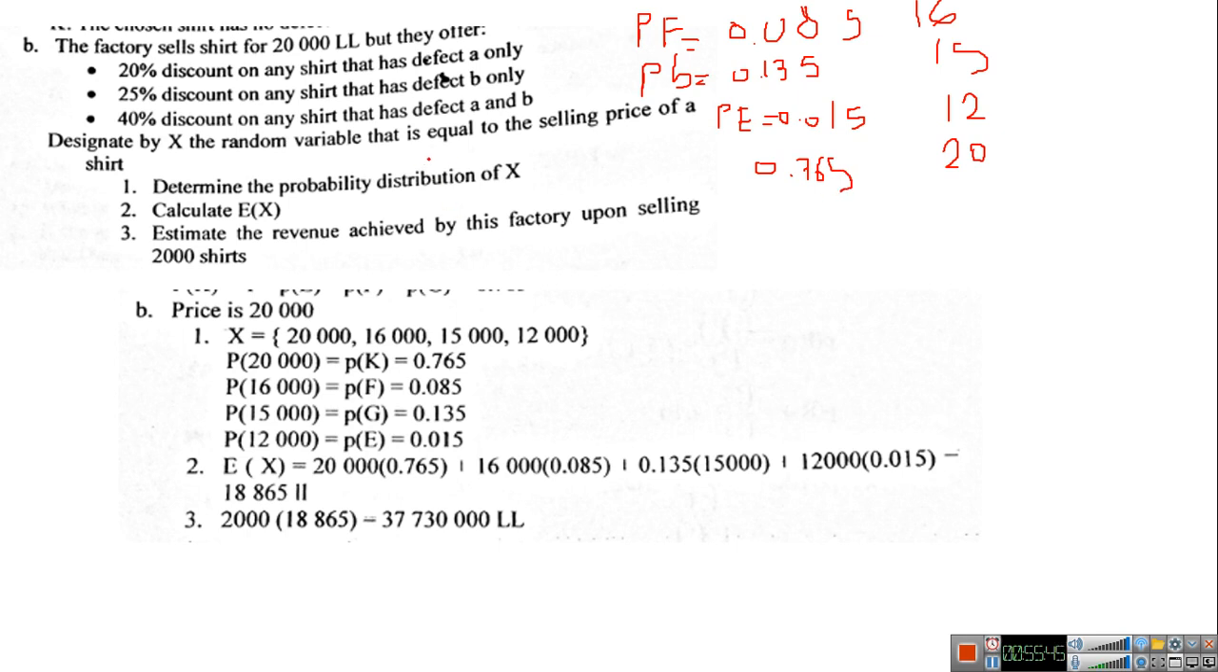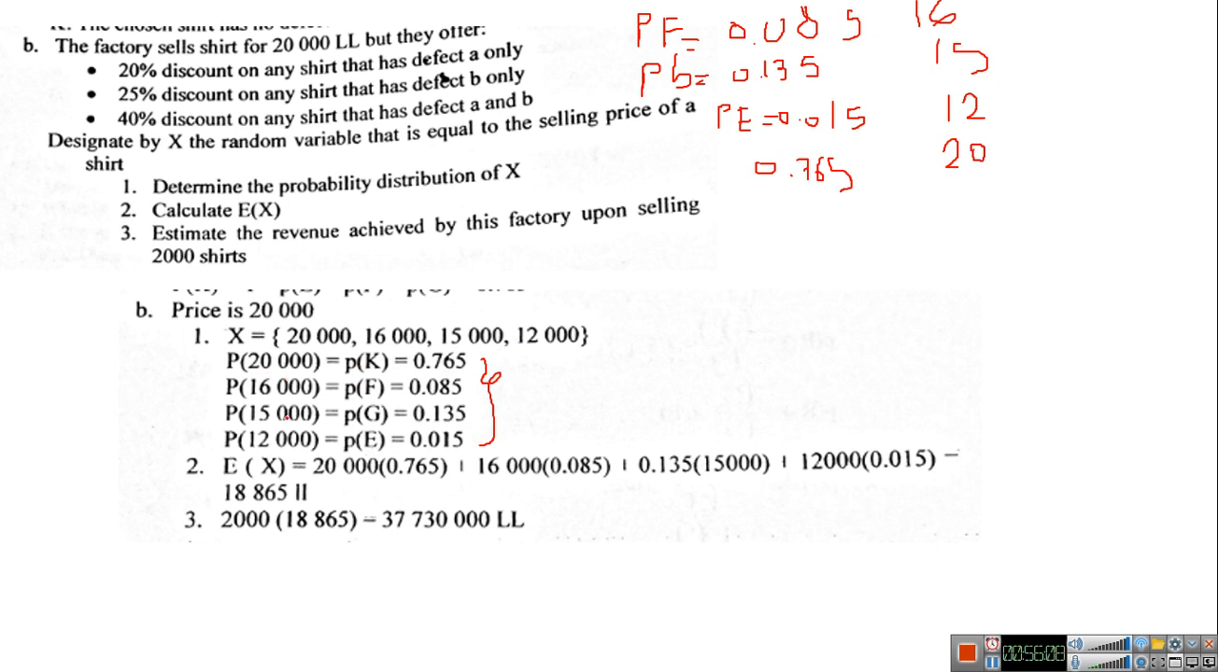So let X be the random variable equal to the selling price of the shirt. So you have either 20 or 12 or 15 or 16. Probability of each one: that of 16 is 0.085, that of 15 is 0.135, that of 12,000 is 0.015, and that of 20,000 is 0.765. Find the expected value.